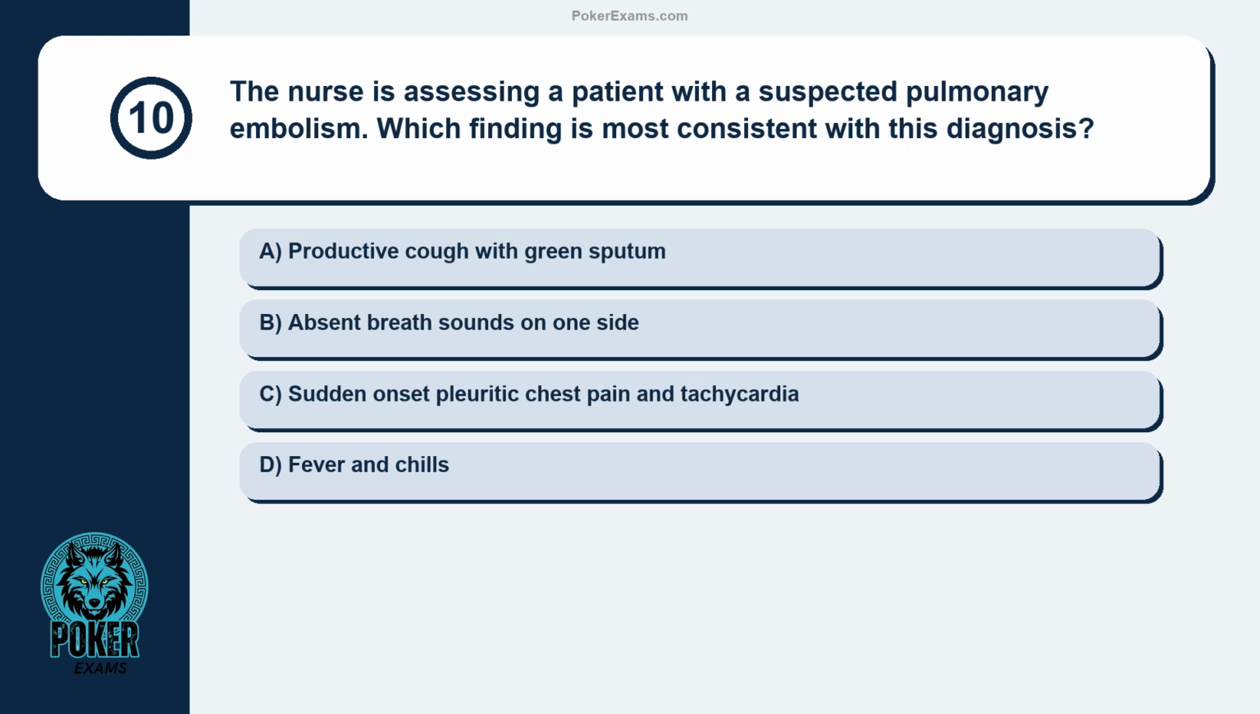Question 10. The nurse is assessing a patient with a suspected pulmonary embolism. Which finding is most consistent with this diagnosis? Productive cough with green sputum, absent breath sounds on one side, sudden onset pleuritic chest pain and tachycardia, fever and chills.